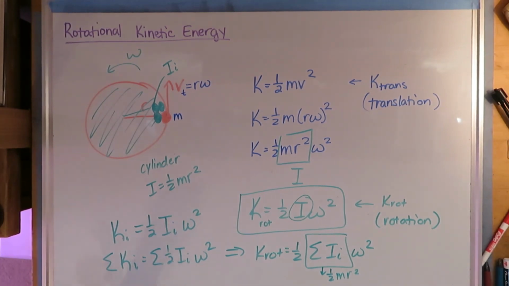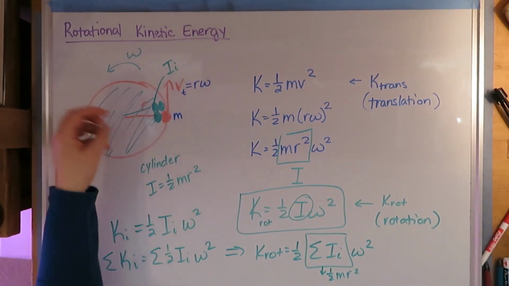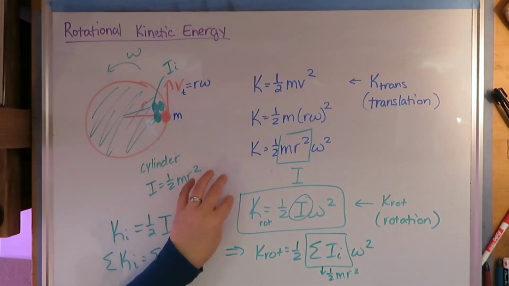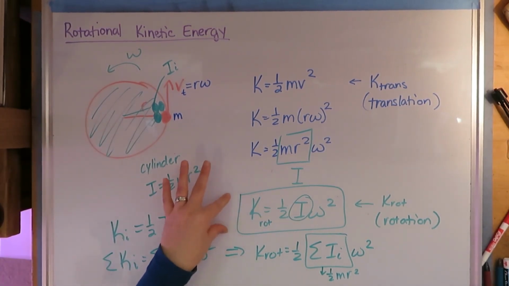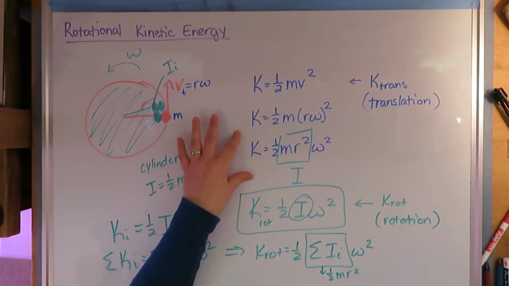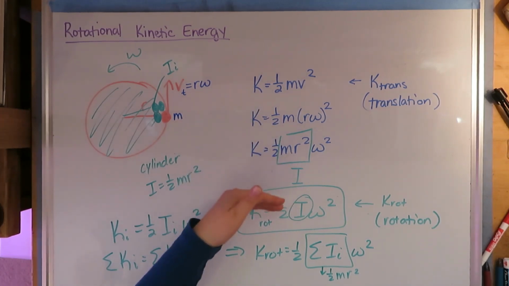So the fact that we can treat a solid object as essentially a collection of point masses is really where this definition of rotational kinetic energy comes from. We're just using the simple version of a point mass to represent that.